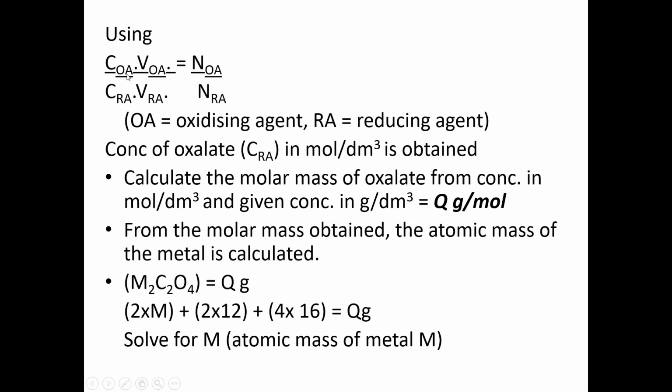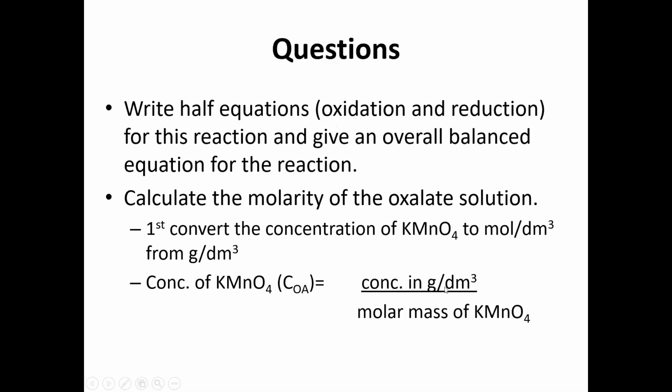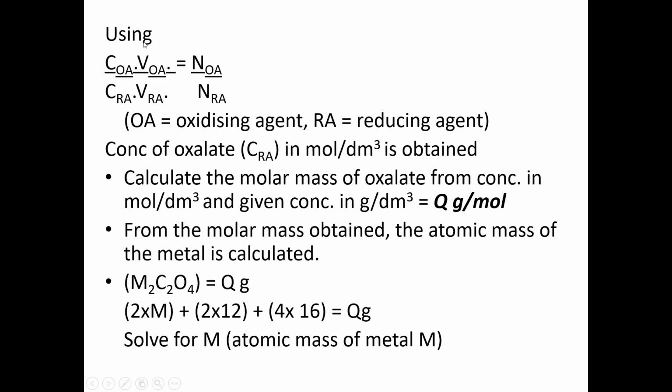Here, some of you are putting CAVA, CBVB, but you're not using acid and base, you are using oxidizing agents and reducing agents. Our oxidizing agent is your KMnO4, your reducing agent is your oxalate. And when you do this, you know the concentration of your oxidizing agent, which is what you have calculated here in moles per dm cubed. You know the volume of your oxidizing agent, that is the volume in your average titre value. The number of moles of your oxidizing agent is the number of moles of your KMnO4 after you have done your overall redox equation and you have balanced it.